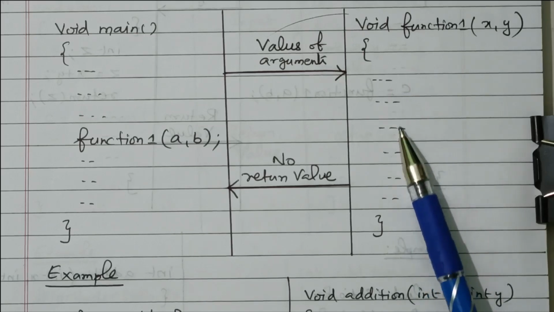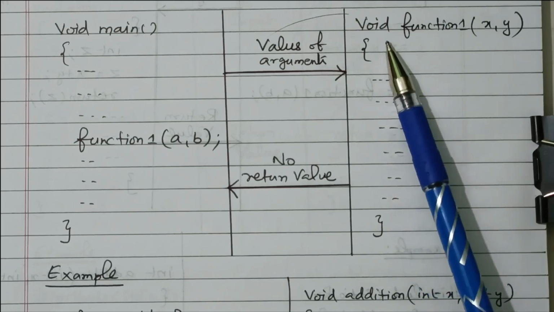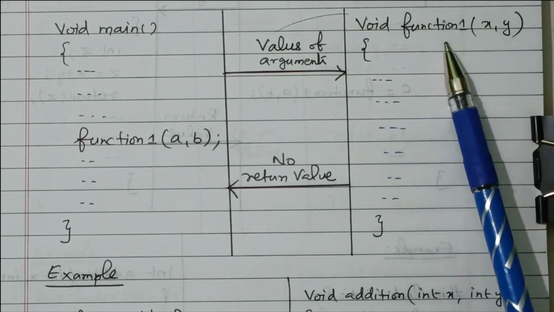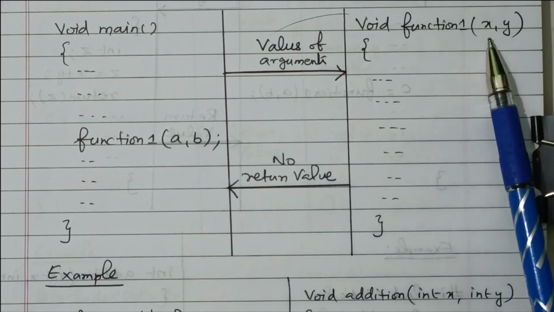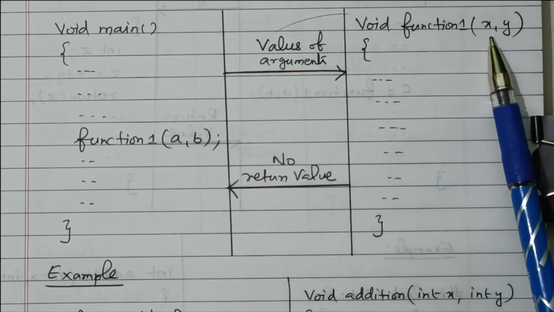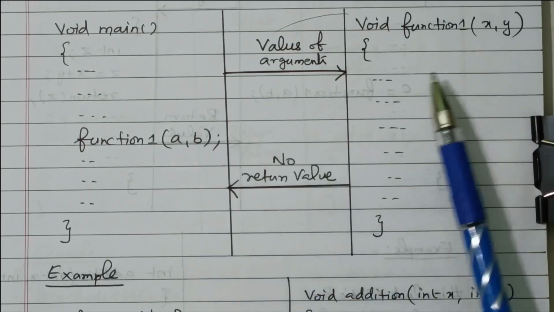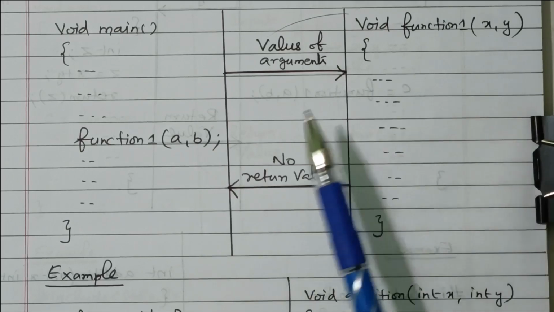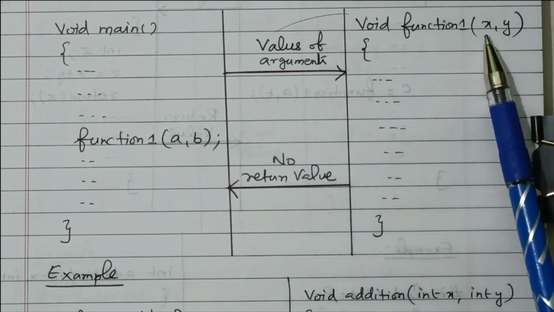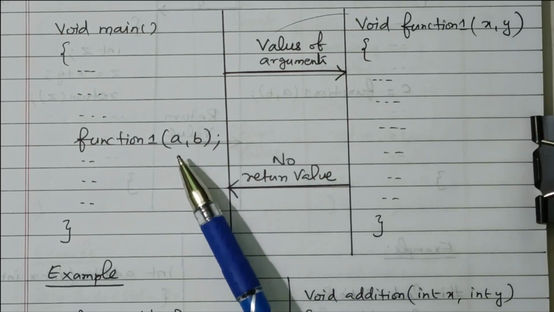We are defining the function: what are the statements, what are the instructions needed? The void indicates the function will not return any value. This is the function name, function1, what we called, and x and y are the two parameters. Here we passed two parameters, so here also two parameters are available. These are called actual parameters, and these are formal parameters. So the a and b values will be stored in x and y. The a value is stored in x, the b value is stored in y. The original value is retained in the main program.